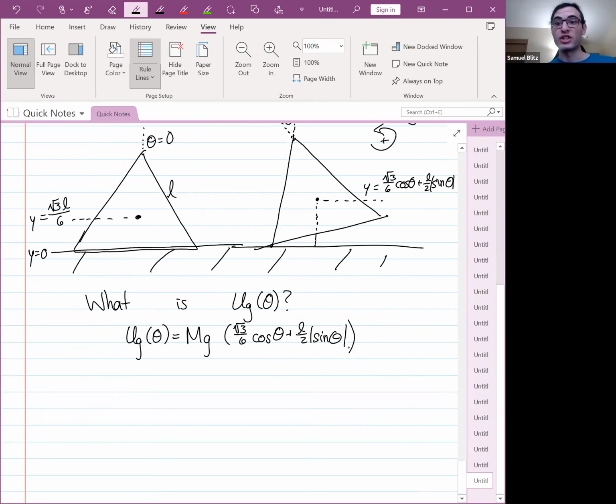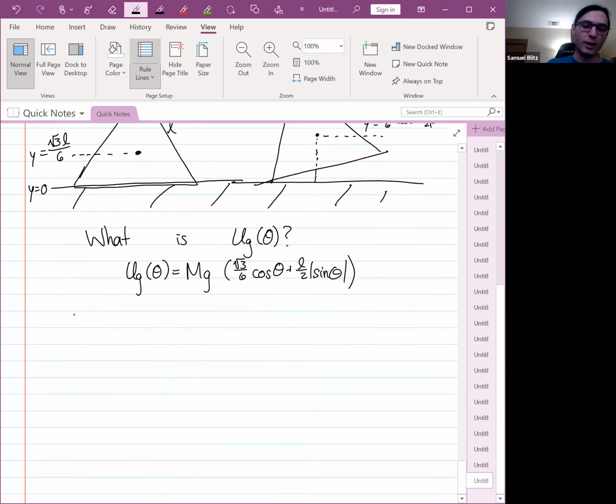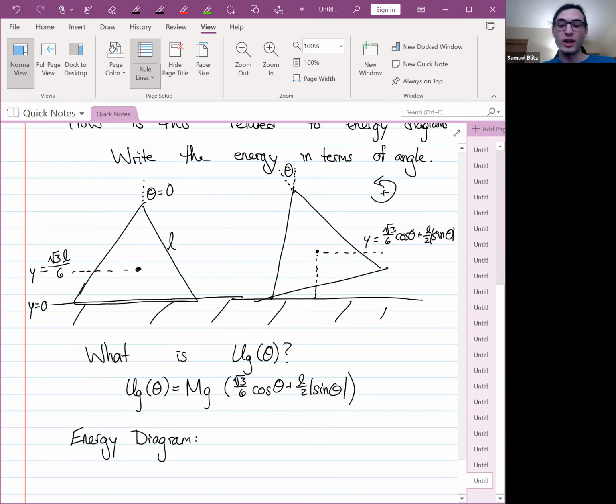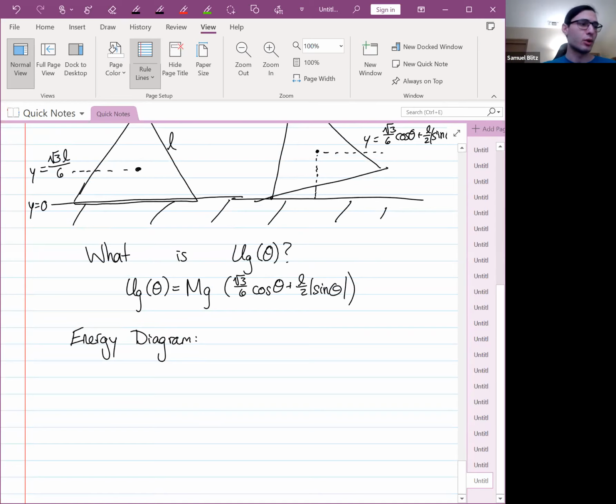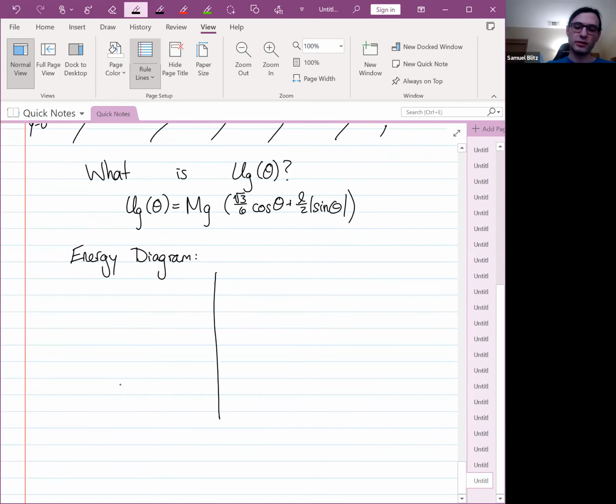So now we can just draw an energy diagram, except now our variable, instead of being x or y, is theta. It tells us how much energy it has depending on its rotational position, on its orientation. So the energy diagram looks like this. The shape does matter. This energy diagram very much depends on this being a uniform equilateral triangle. You'd have to work out the geometry for whatever object you have. It'd be different each time. I'm just giving an example. So in this case, the energy diagram looks something like this.